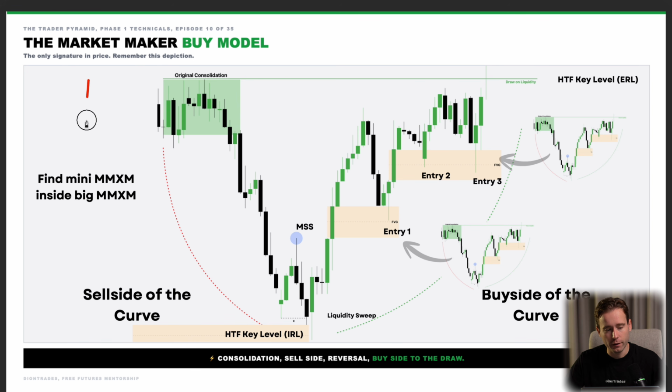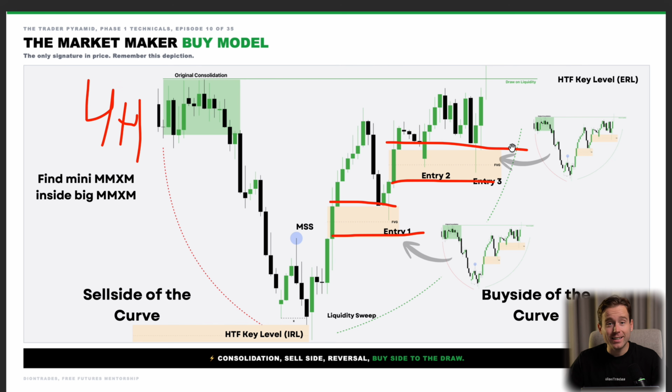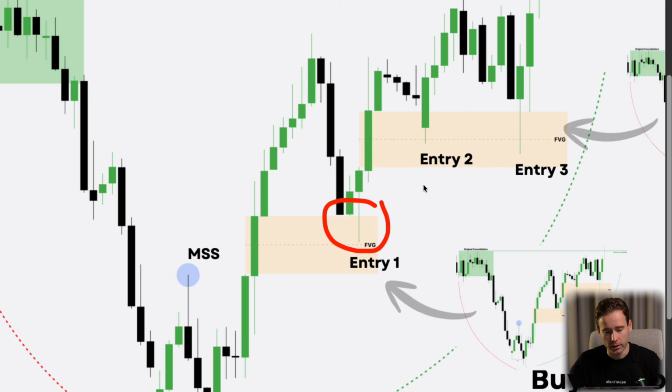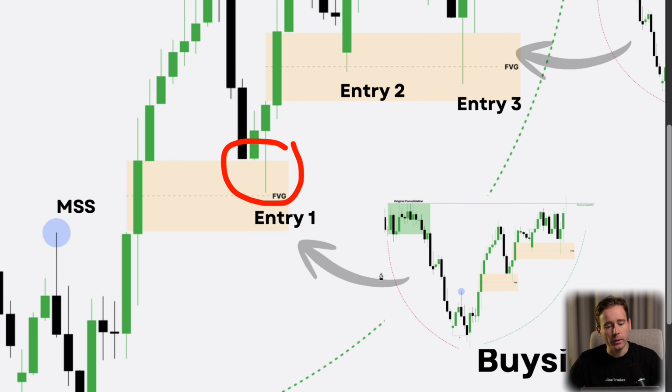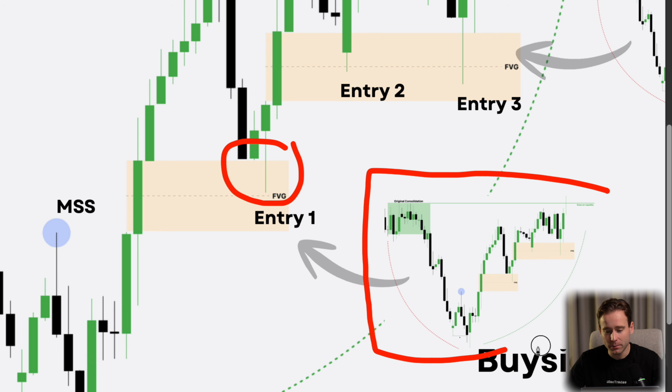Because let's say this is a 4-hour chart and this is a 4-hour fair value gap. This is a 4-hour fair value gap. Inside those 4-hour fair value gaps, all we do is find mini market maker models. So in this piece of price action where we see that wick, I zoom in on this as well. Inside that wick, if we then zoom in on the 1 and 5 minutes, we're going to find the exact same schematic, but on the 1 and 5 minutes in this wick. It's a mini market maker model.